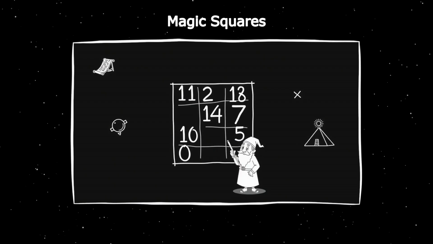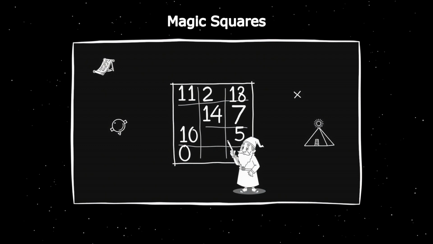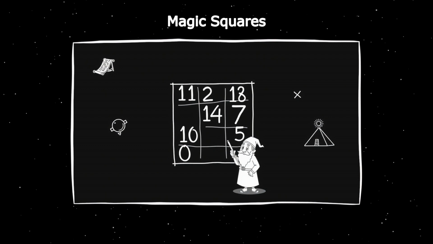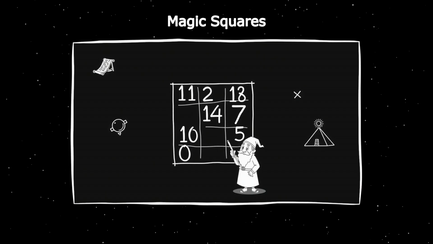This simple yet profound arrangement has inspired countless scholars and enthusiasts throughout history, illustrating how numbers can unveil hidden beauty in our world. Moving across the globe, in the Islamic Golden Age, scholars like al-Buni explored the mysticism of numbers through magic squares.